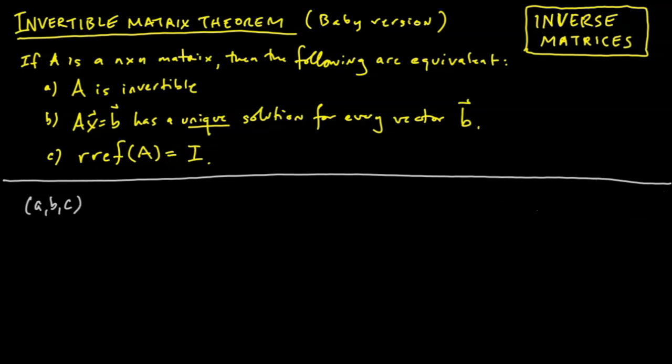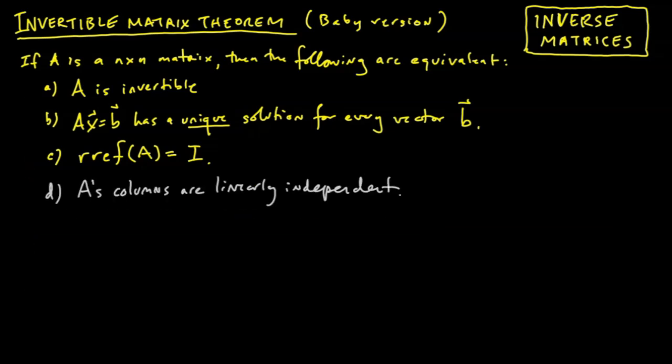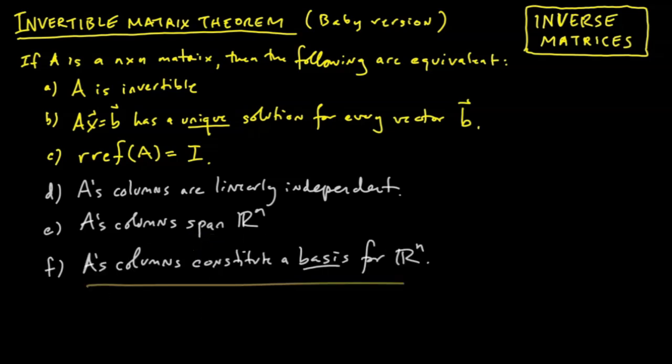And now I hope you have a feeling for this invertible matrix theorem. And in exercise 31 in the book, in chapter 4, you will extend it to include 3 more statements. A's columns are linearly independent. A's columns span all of Rn, and A's columns constitute a basis for Rn.